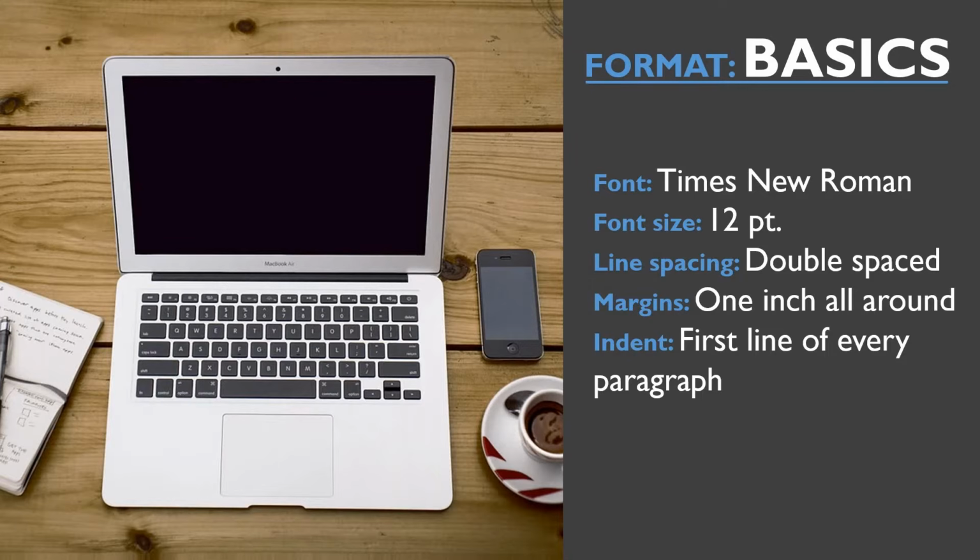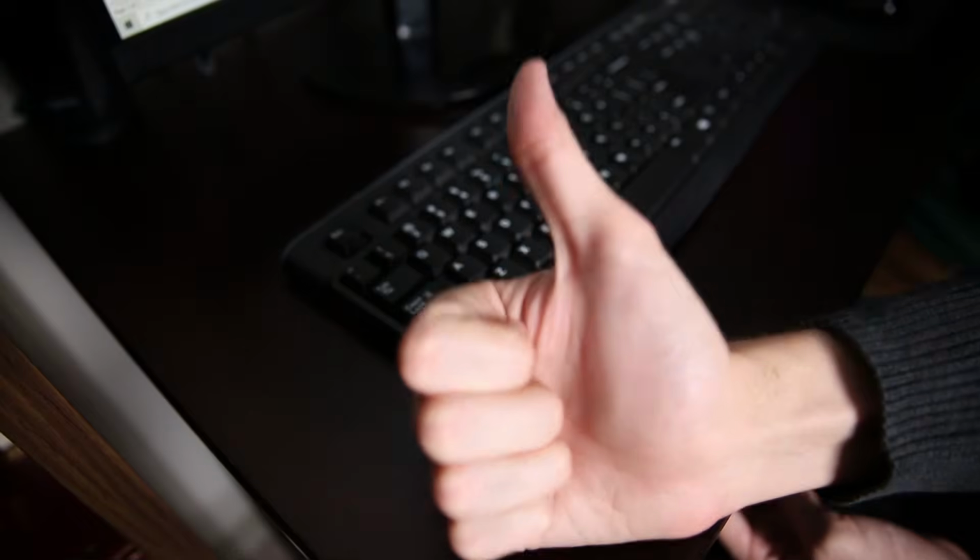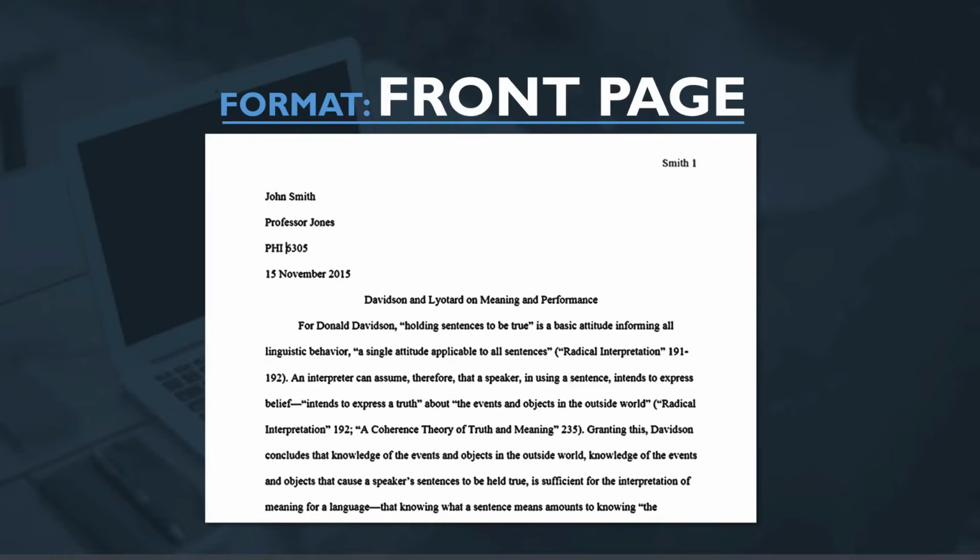The font is Times New Roman. Your font size will be 12. The line spacing is doubled, and you'll have margins at 1 inch on all sides of the paper. And at the beginning of every paragraph, you're going to indent ½ an inch, and you can do that very easily by pressing Tab. It's so easy!